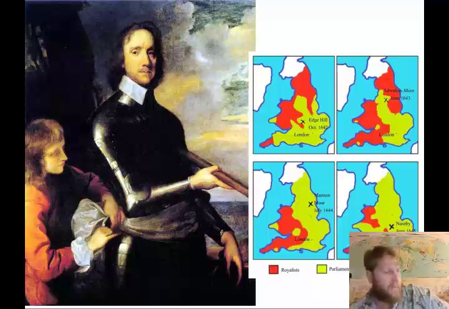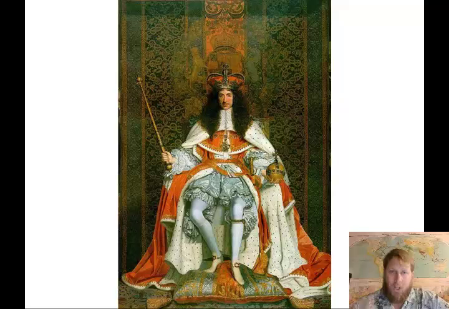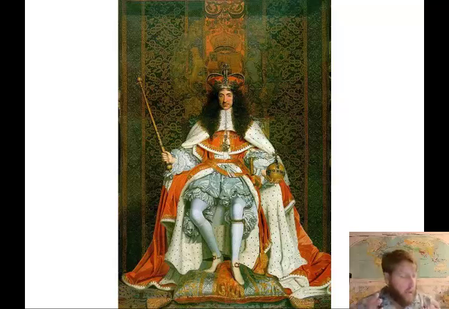When he dies, what do they do? They don't want to go back to chaos, so they actually install a king. They take Charles I's son, Charles II. This is not him. We'll get to him in a second. And they put him on the throne. And Charles II will rule for 25 years, 1660 to 1685. They call it the Restoration.